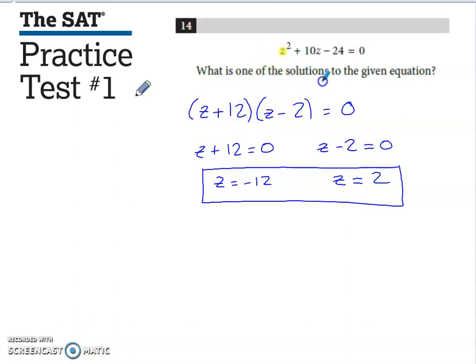So first times first would have to give you the first piece. Last times last would have to give you the last piece. And then the outer and inner multiplications from FOIL would have to give you the middle piece. In this case, it ends up being z plus 12 times z minus 2.